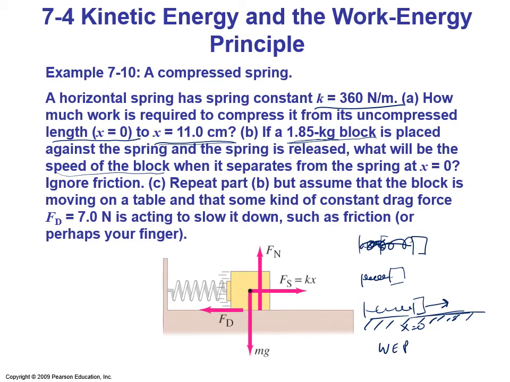And it tells us to ignore friction. And then in part C it says to repeat part B, but assume that the block is moving on a table and that there's some kind of constant drag force, a friction force, acting on it to slow it down. So why don't you pause the video and think about this. Remember, we already derived this, 1/2 kx squared. Okay, so pause, think about it for a bit, and then hit play.